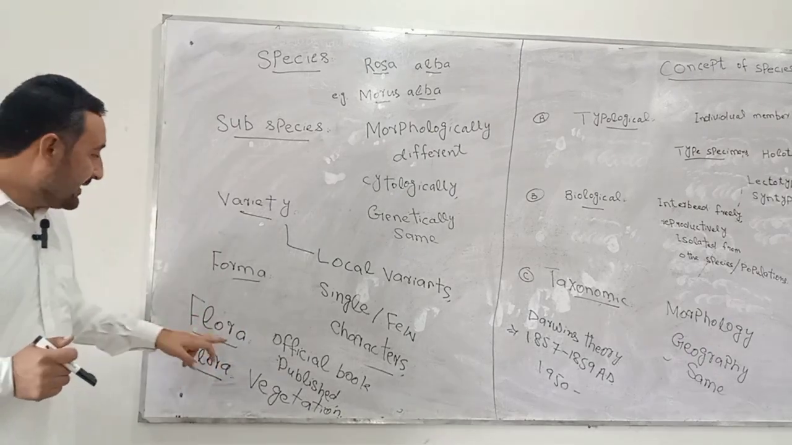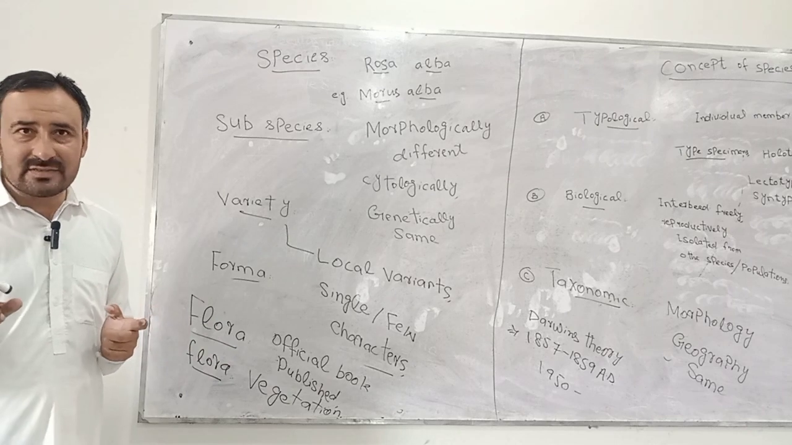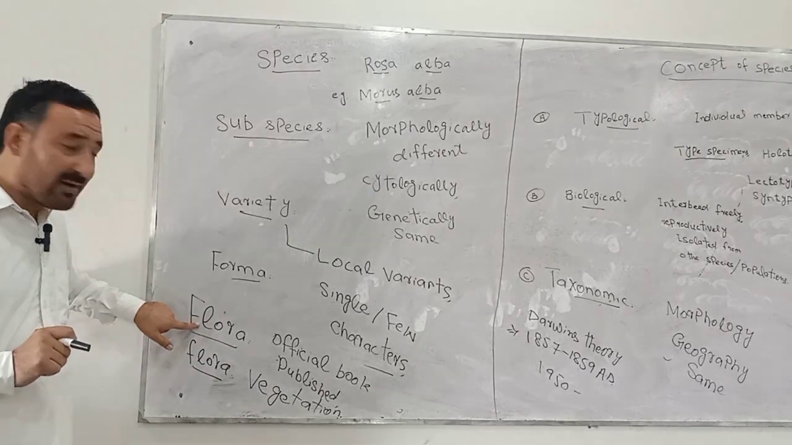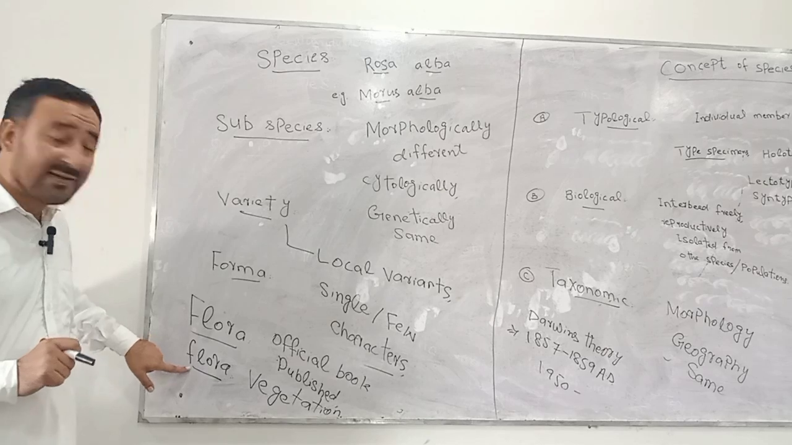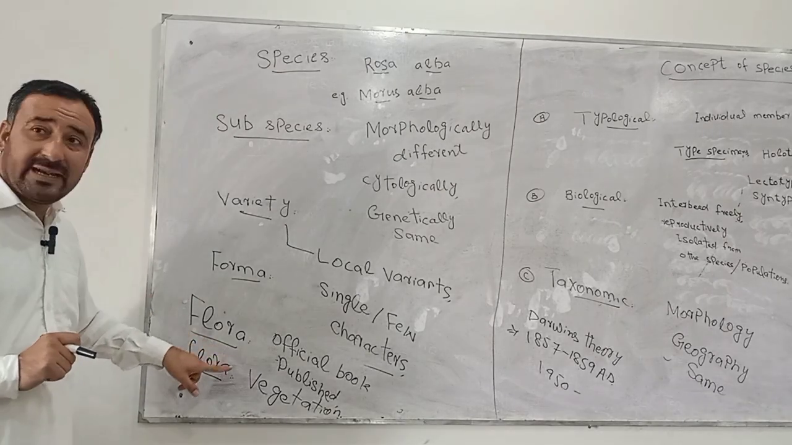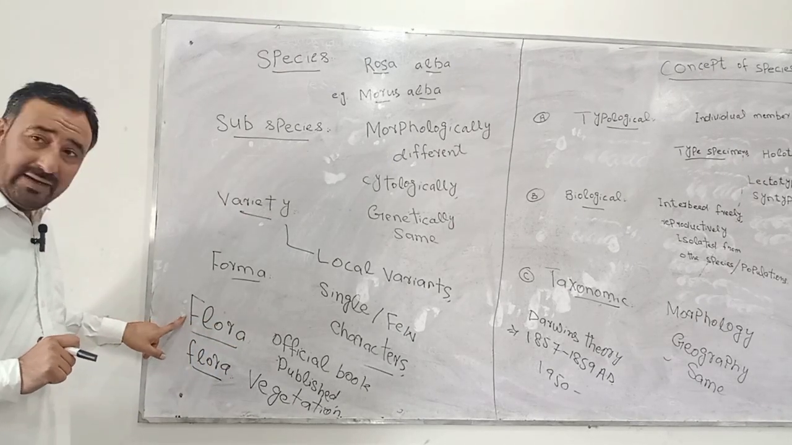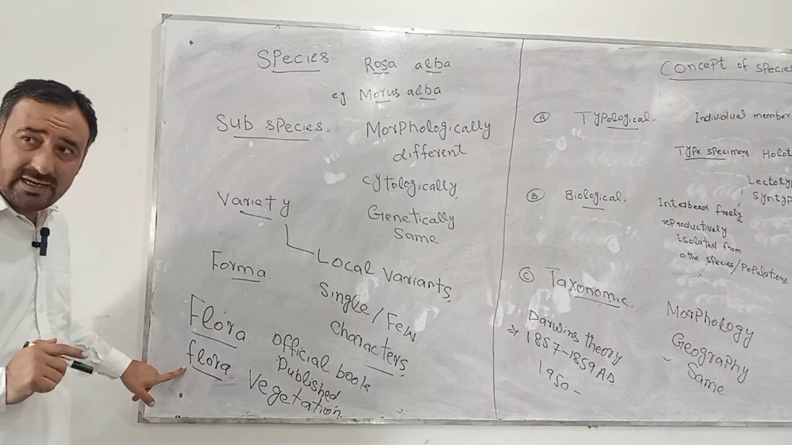Next one is the flora. There are two technical terms. One is written with a capital F and the other is written with a small f. Both have the same spelling, F-L-O-R-A. But one is written with a capital F and the other with a small f.